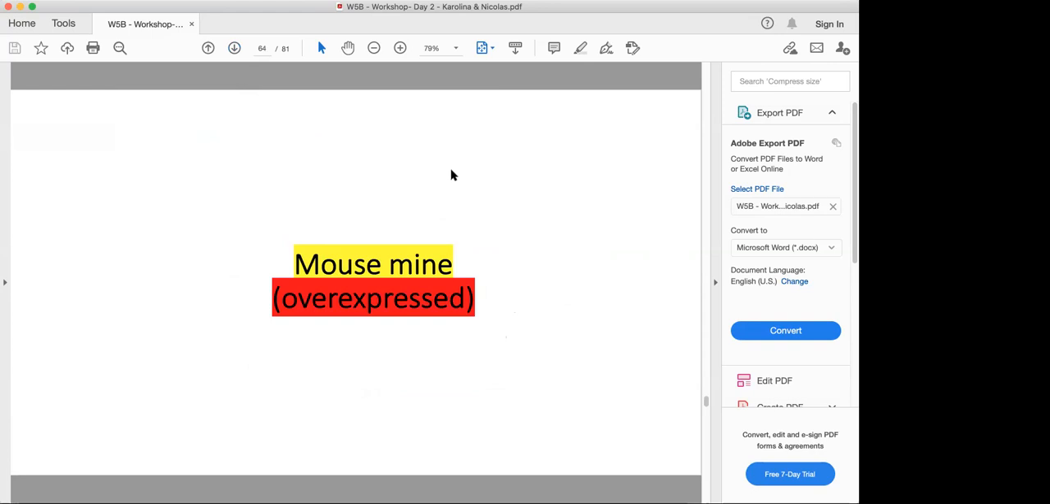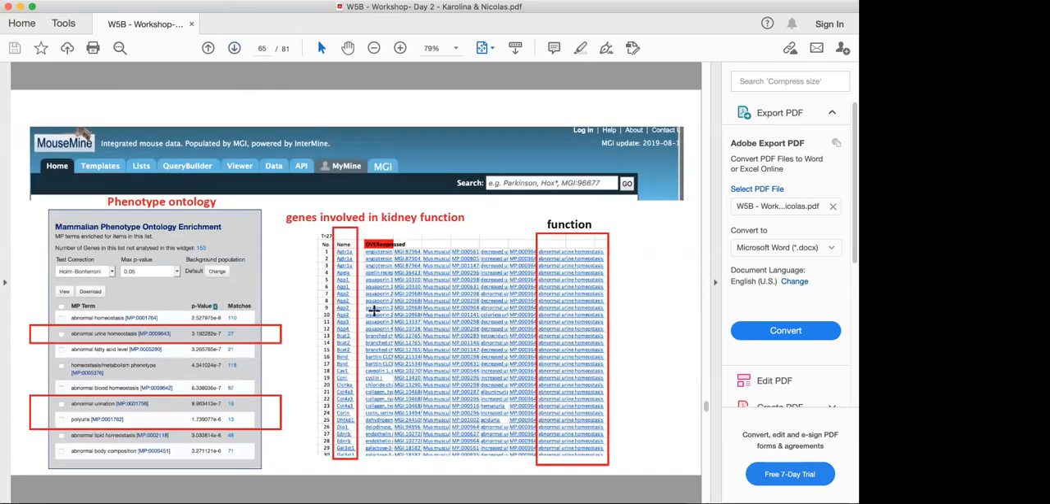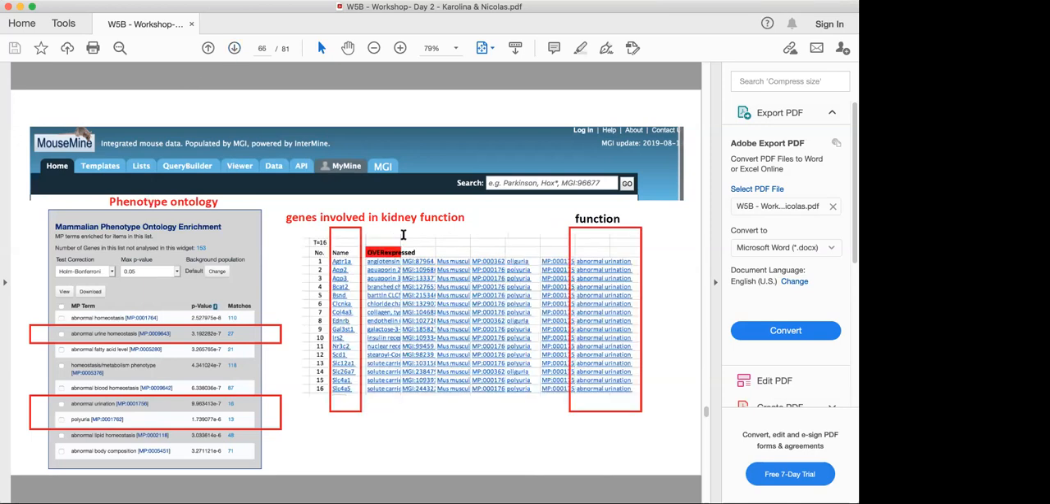I did the same for the overexpressed genes. I ran the same with the mouse mine, and actually I received very nice results for my condition, that is chronic kidney disease. So I received abnormal urine homeostasis, abnormal urination, polyuria, and you check the p-value, you check those exact genes, the names of the genes that are involved in these pathways.